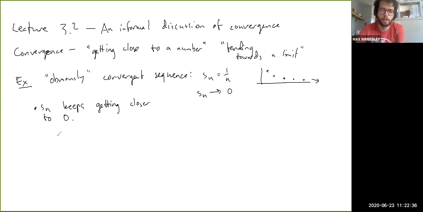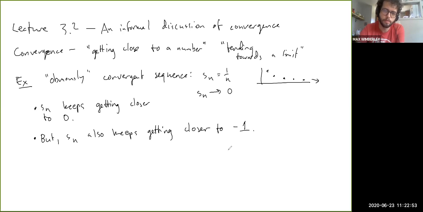That's not the only reason why it converges to 0. Because on the other hand, Sn also keeps getting closer to -1. So why does Sn not converge to -1? Why doesn't Sn tend to -1? Well, the intuitive reason is that it just never gets close enough, right?